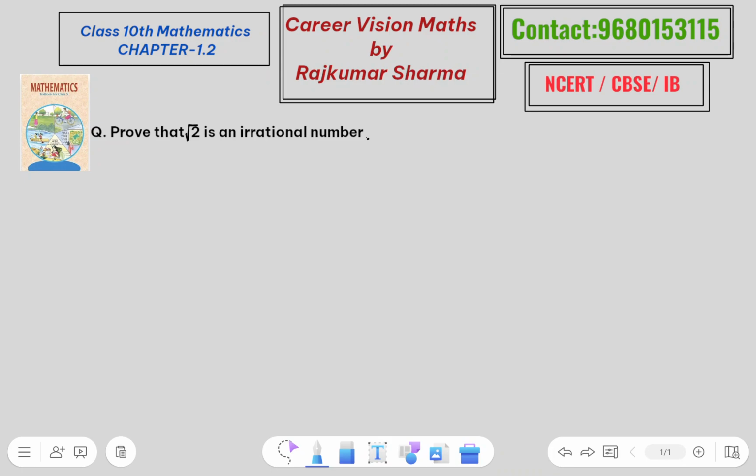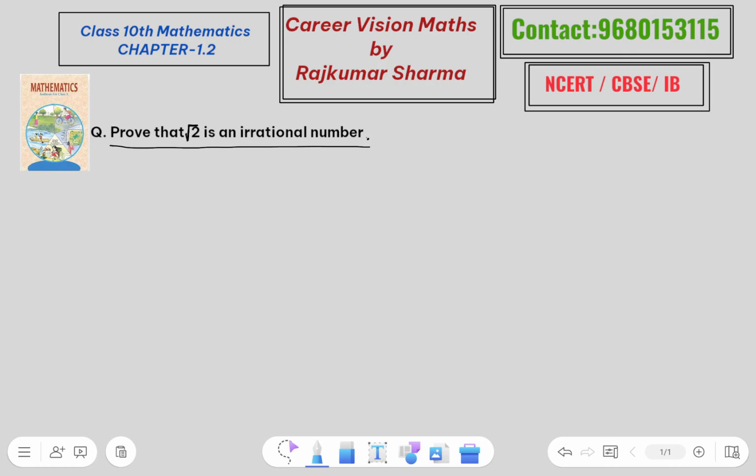Now we are discussing class 10th mathematics, chapter number 1.2, and the question is: prove that root 2 is an irrational number. Okay, so what is the method to prove root 2 is an irrational number? One thing, 2 is a prime number, so easily we can say the square root of 2 is not a complete number, so it's irrational, we know, but we have to prove it by the method.